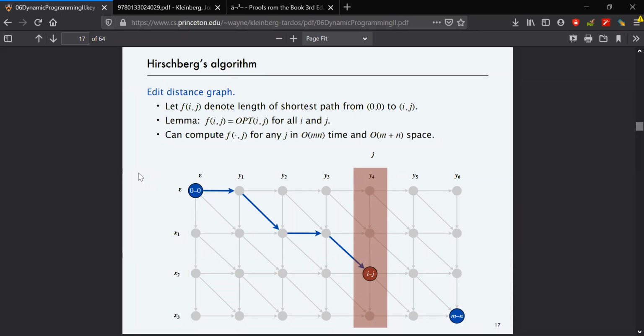Does this make sense to everyone? Recall, the problem was I just wanted you to fill this column. I'm not telling you to fill everything here. If I told you to fill all these things, then the space itself is m into n. Space is large, but I don't want you to do that. I just want you to fill one column. That you can do in a very small amount of space. You can forget about all the values that came here. Okay, fine.